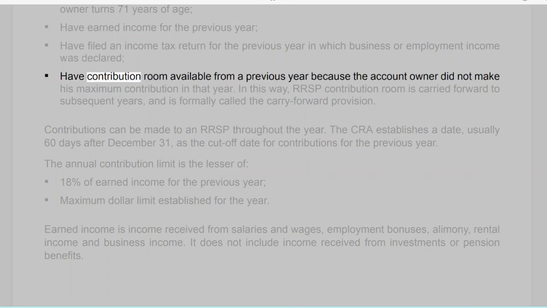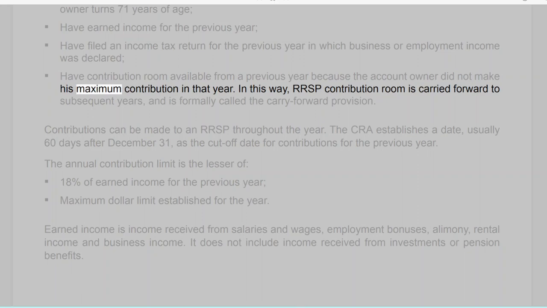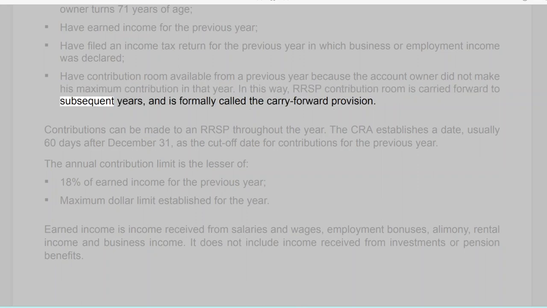Have contribution room available from a previous year because the account owner did not make his maximum contribution in that year. In this way, RRSP contribution room is carried forward to subsequent years and is formally called the carry-forward provision.